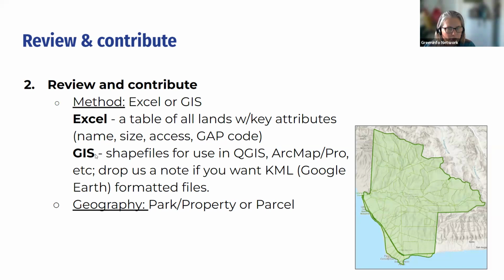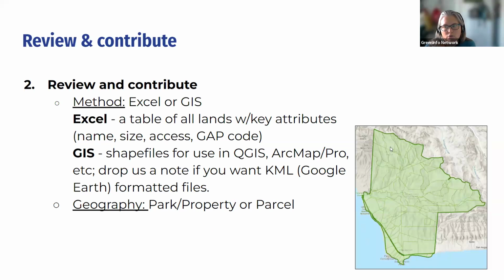If you're familiar and want to use GIS, we have shapefiles that you can download. So you can look at those in QGIS, ArcMap, ArcPro, etc. We could also send you KMLs for Google Earth files if you need. And when you download it, if you were looking at it as a shapefile in GIS, you'll see that we have the individual parcels like I noted before, and then the whole comprised property around that.